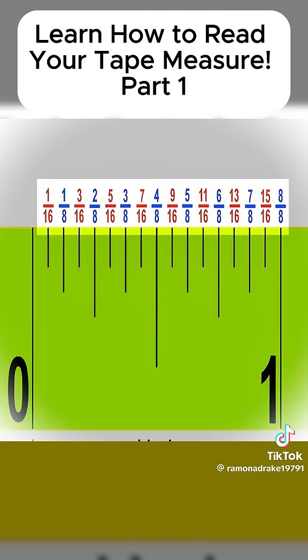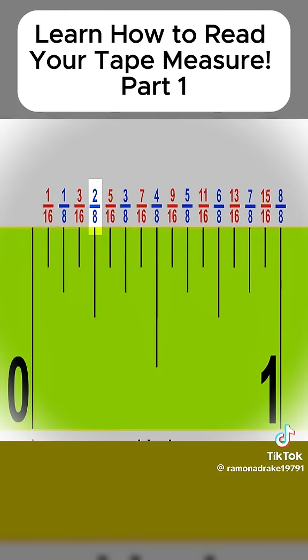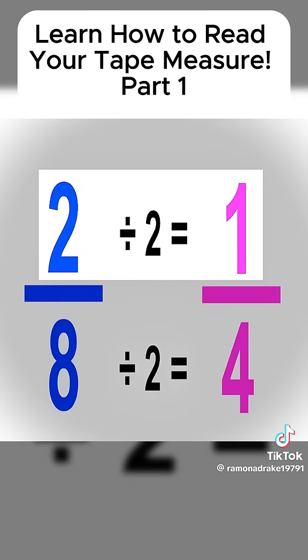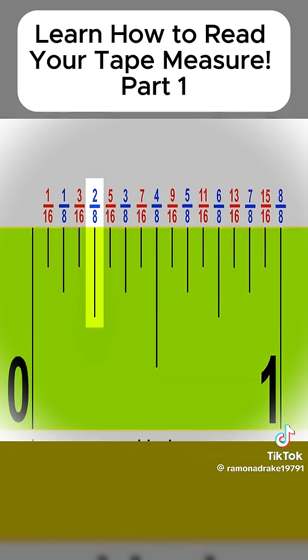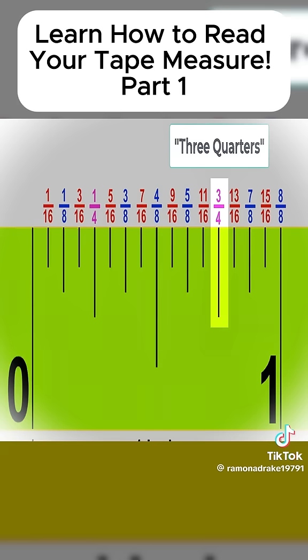Some of these fractions can be simplified even more. Let's start with 2/8. 2 divided by 2 equals 1, and 8 divided by 2 equals 4. So 2/8 is really 1/4 of an inch. The same is true for this mark. 6/8 can be simplified to 3/4.